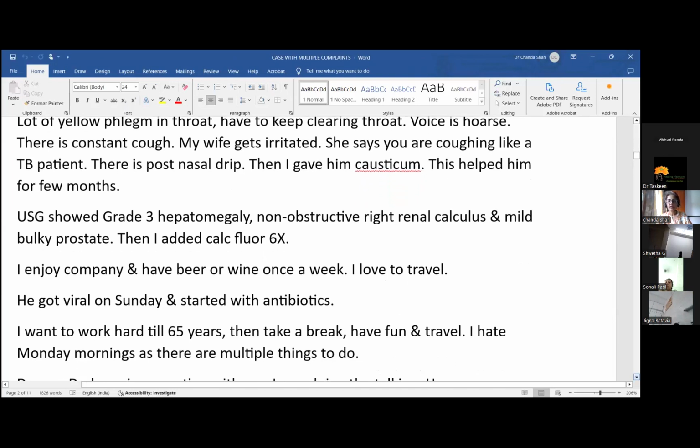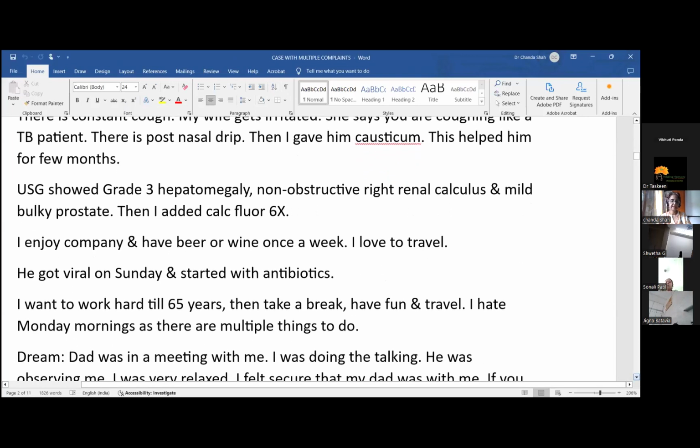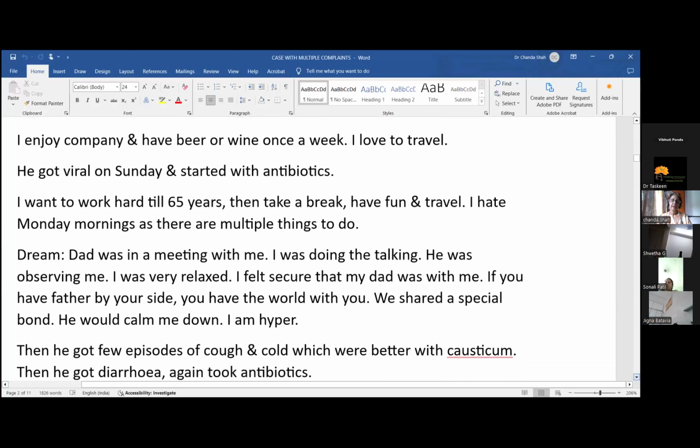He said, "I want to work hard till 65 years, then take a break, have fun, and travel. I hate Monday mornings as there are multiple things to do." Then he had an interesting dream. He said, "My dad was in a meeting with me. I was doing the talking, and he was observing me."